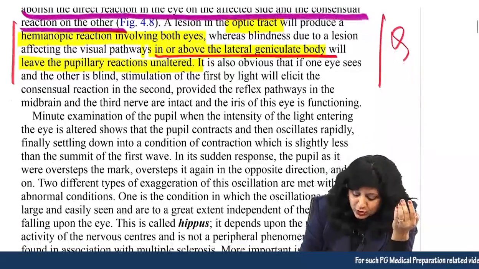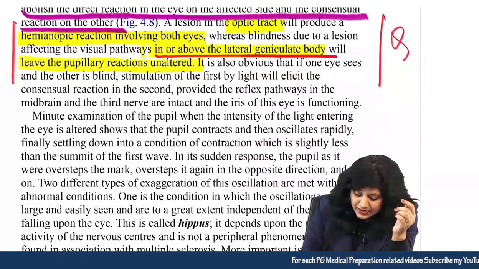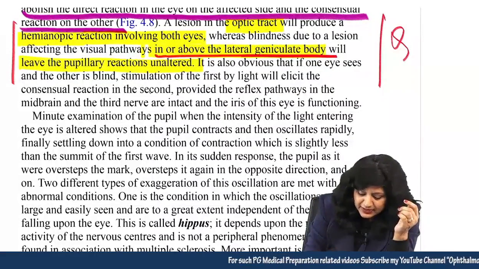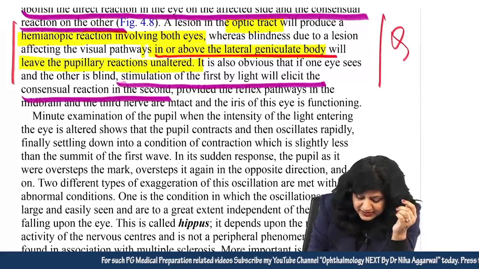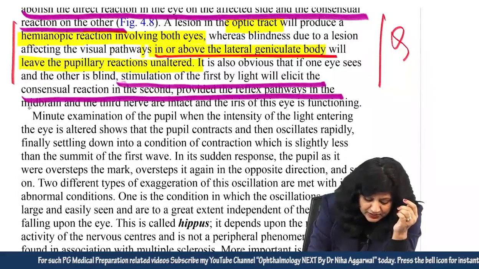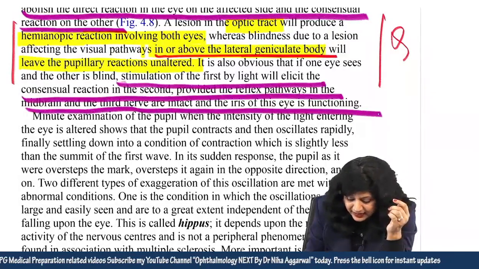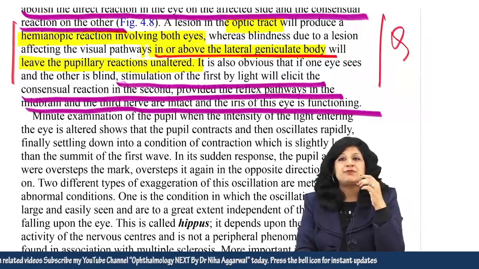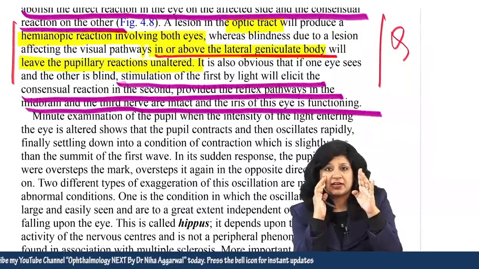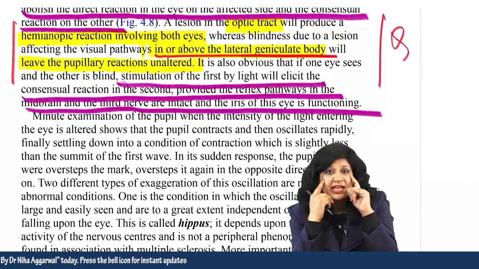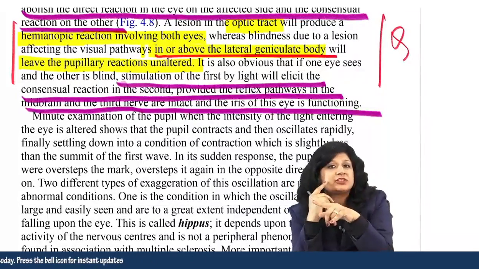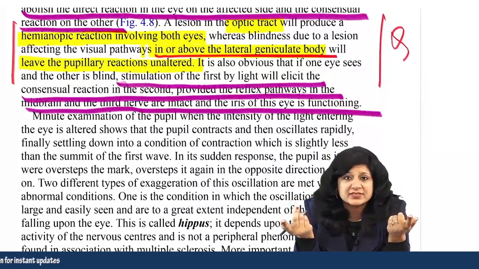It is also obvious that if one eye sees and the other is blind, stimulation of the first by light will elicit the consensual light reflex in the second, provided the reflex mechanisms in the midbrain and third nerve are intact. So what they are saying is that even if one eye is seeing and the other eye is blind, if I am stimulating this eye, this eye will not give me the direct reflex, but this will give me a consensual light reflex, because that pathway is intact there.